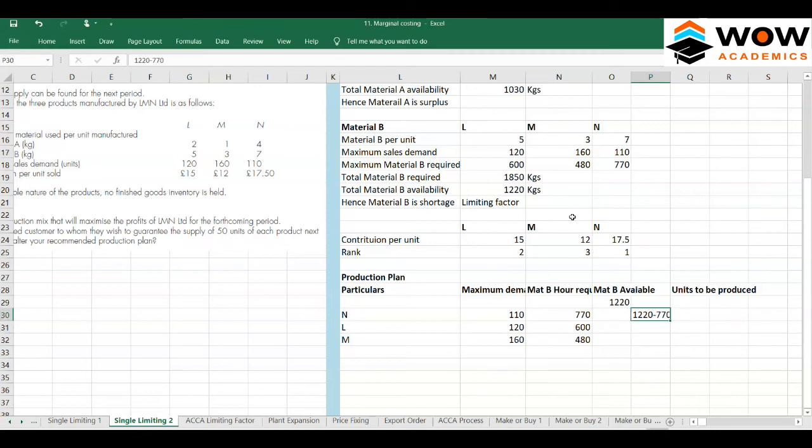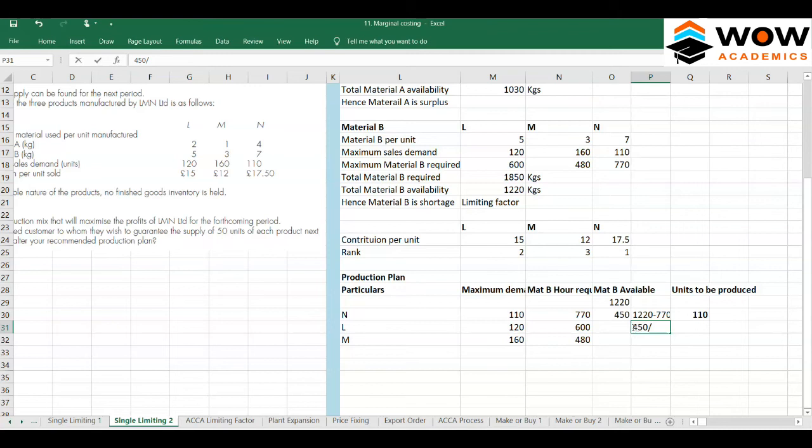Okay, if we give that, we will be ending up with a lower material. So still 450 material is available, but we can fully produce N. We can fully produce 110 units of N. Next, we require 600 kgs, but as we don't have 600 kgs, we can produce 450 kg of, use 450 kg of material B and produce L.